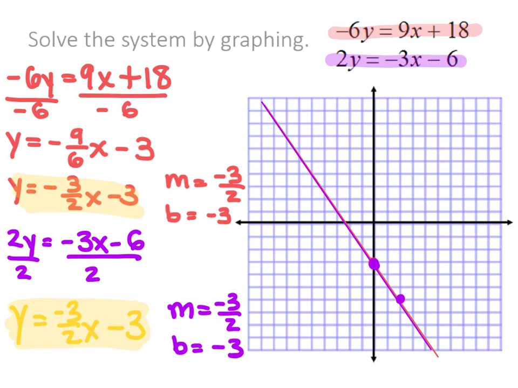Now this means that the lines are going to intersect all the time. So there's not just one solution or no solution. This time there's what we call infinitely many solutions.